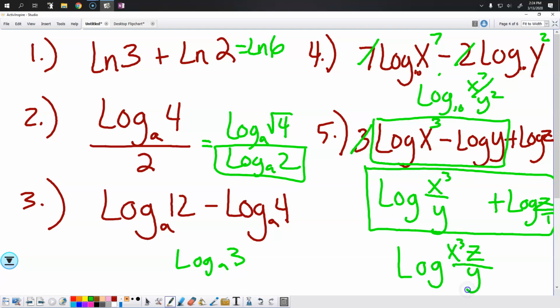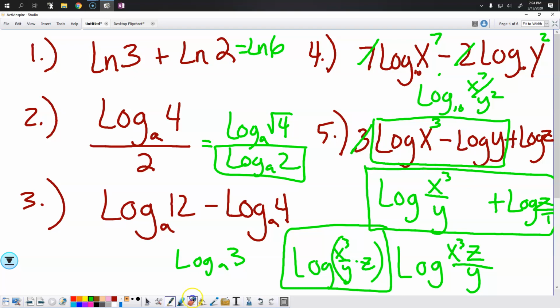Yeah. Now, some of you guys probably wrote it like this. Log x cubed over y times z. That is not wrong. That's not wrong. However, if you did write it like that, I just want to caution you, that's not what it will look like on the test as multiple choice. They'll have this instead. So my advice would be to write it this way, because that's what it'll look like. That's it. All right.